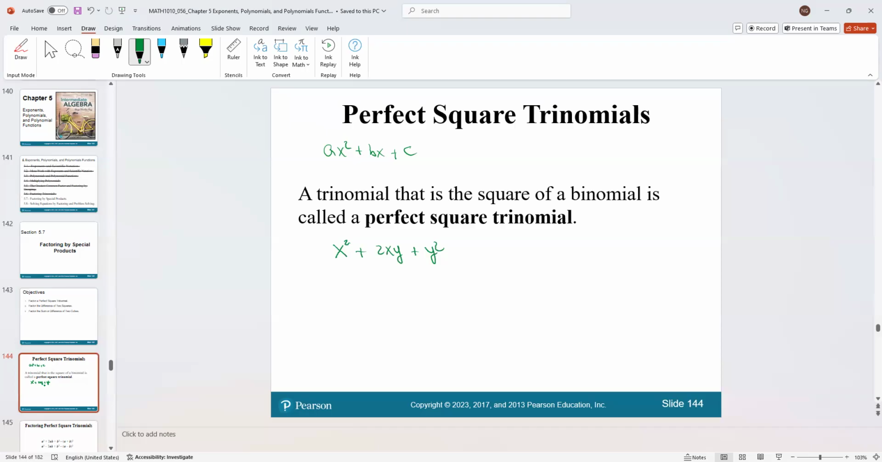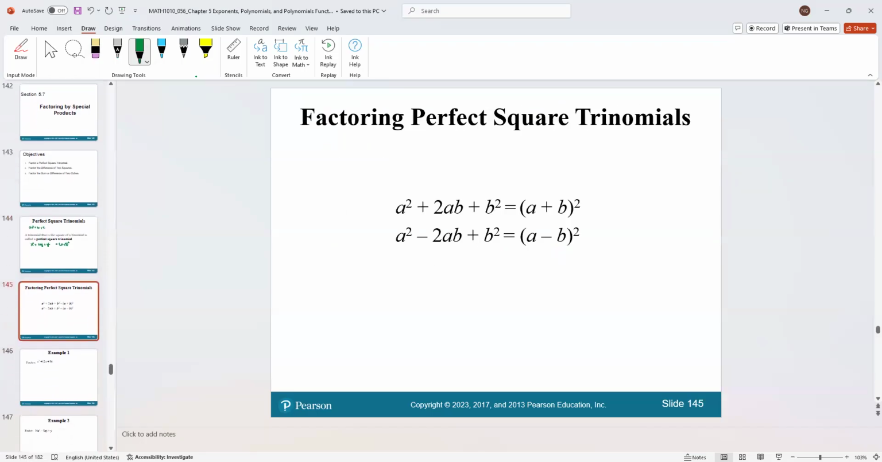So, a trinomial is a perfect square trinomial if it can be written so that its first term is the square of some quantity a, its last term is the square of some quantity b, and its middle term is twice the product of the quantities a and b. So in this case, you can write it as a perfect square. Oh, sorry, I put b, it's supposed to be y. That's squared.